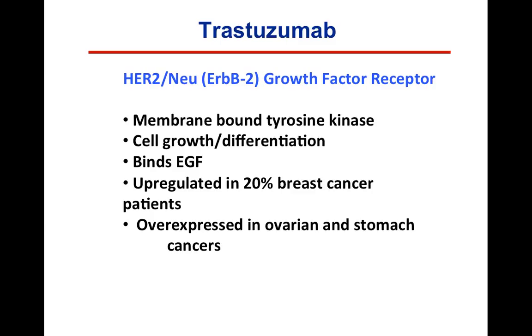They bind to the epithelial growth factor, which is a factor that leads to growth, and can be upregulated in 20% of breast cancer patients. You'll see this, and some patients will have this upregulated, and it can control that cancer. It's also overexpressed, as we saw. There's some overexpression in colon, but it's also overexpressed in ovarian and stomach cancers, and so there's potential use of this as a target for those cancers as well.